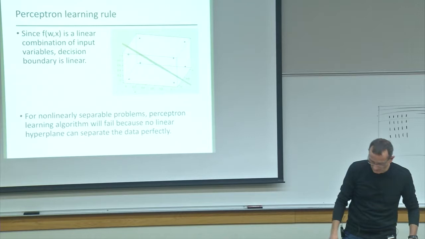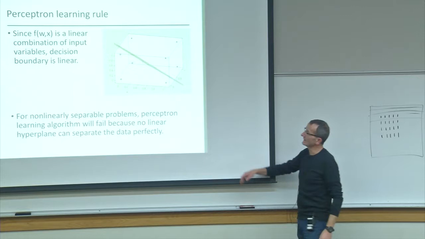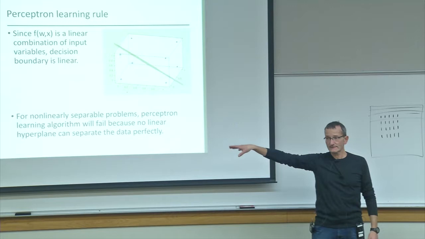So this kind of model is essentially learning a line, where W is a representation of a line or a hyperplane in a high-dimensional space. And it can learn a model that will separate a positive class from a negative class if those two classes are linearly separable, meaning they can be separated via a hyperplane.